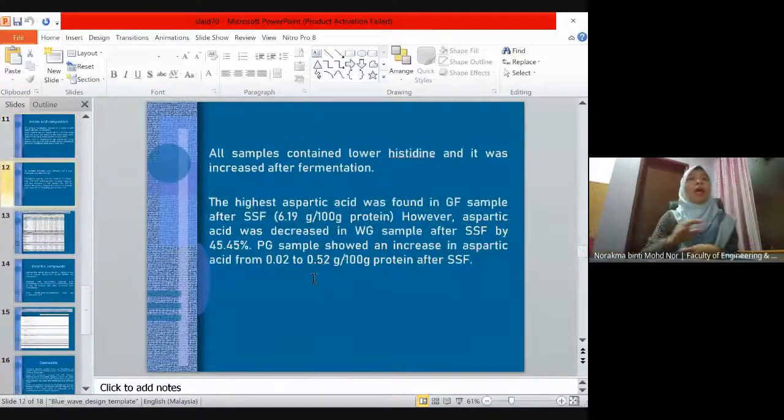Interestingly, in this study, all samples contained lower in histidine, but it was increased after fermentation. And the highest aspartic acid was found in GF samples after SSF. However, aspartic acid was decreased in WG sample after SSF, and PG sample show a slight increment in aspartic acid from 0.02 to 0.52 gram per 100 gram protein after solid state fermentation.